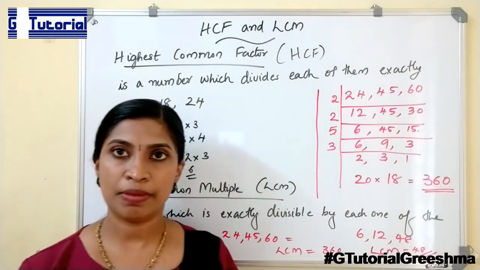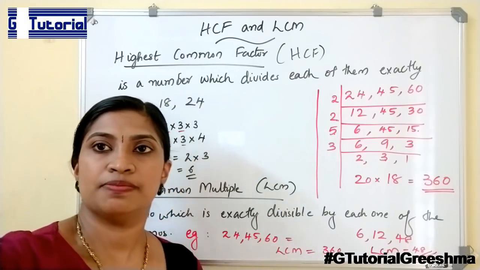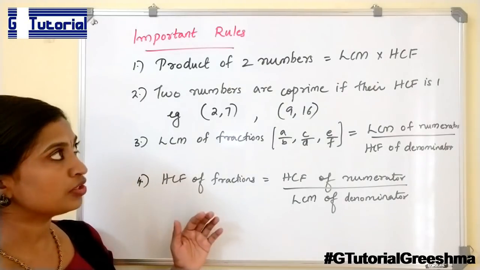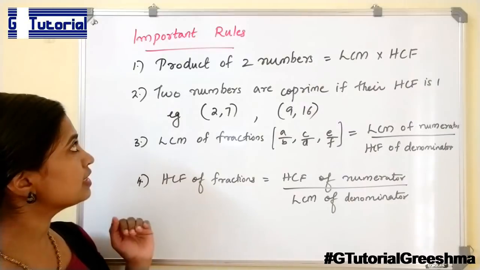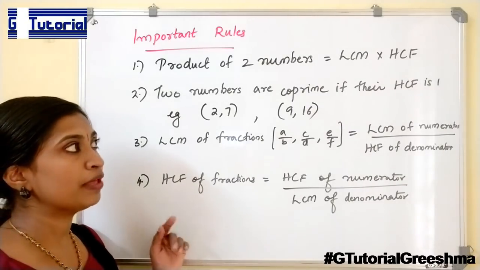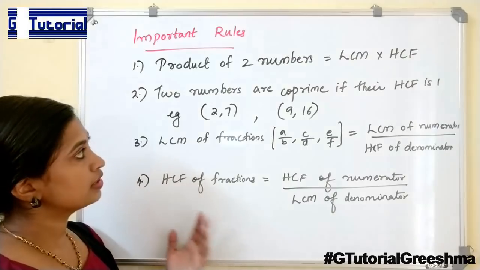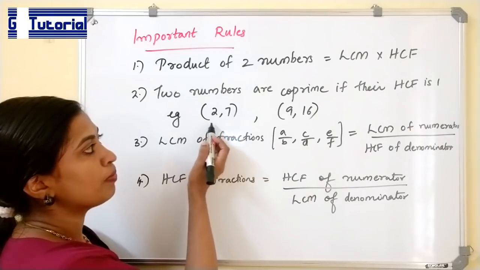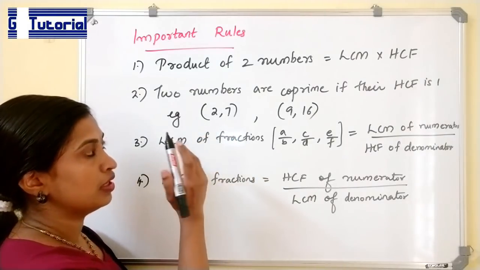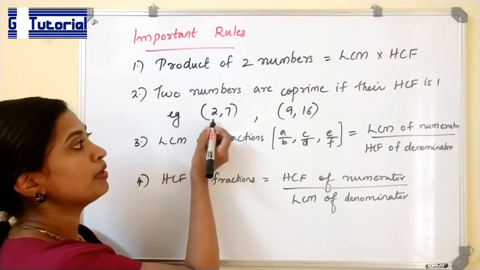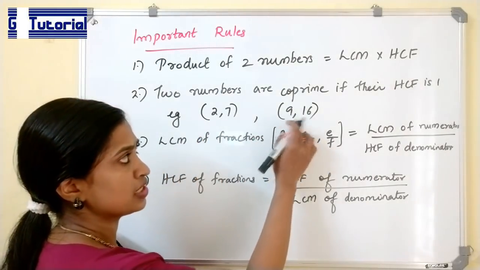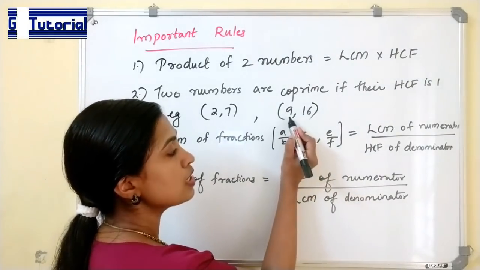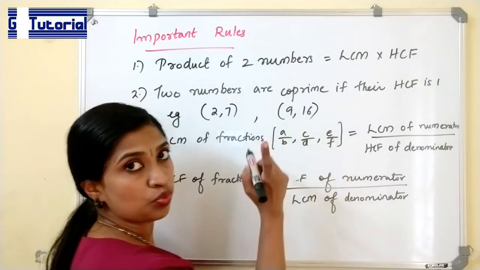Now let us check some important points concerned with HCF and LCM. First point, product of two numbers is equal to the product of their LCM and HCF. Next is, two numbers are said to be coprime if their HCF is 1. That is, the numbers 2 and 7 are coprime because there is no common factor between 2 and 7. It is not necessary that each of these numbers be prime. Another example is 9 and 16. 9 is not a prime number, 16 is not a prime number. But 9 and 16 are coprime because the only common factor between 9 and 16 is 1.